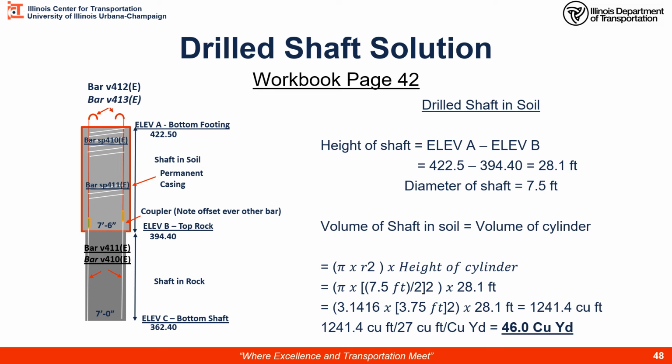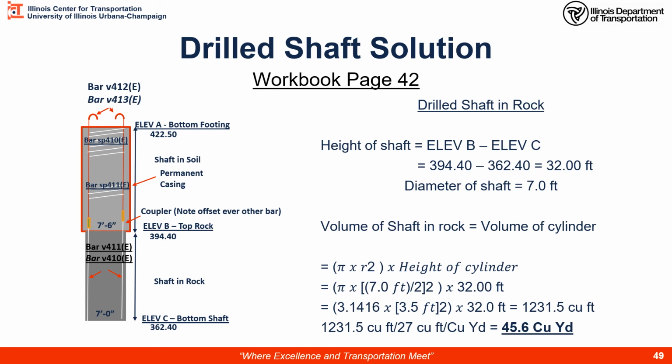So here, remember, our pi is 3.1416, times 3.75 squared, and then times the length of the shaft. Ends up being 1,241.4 cubic feet, and then we're going to convert that to cubic yards, which happens to come out to an even 46.0 cubic yards. That is just the shaft and soil portion of the pay item.